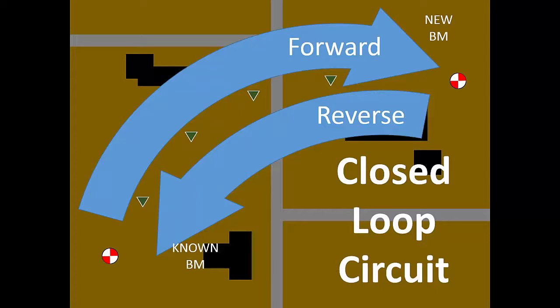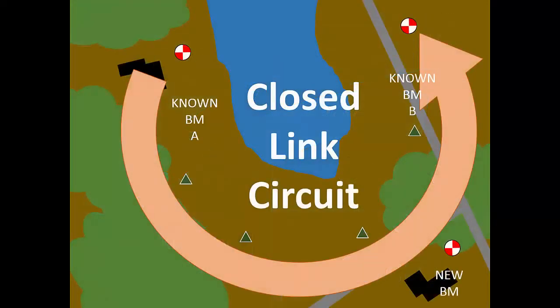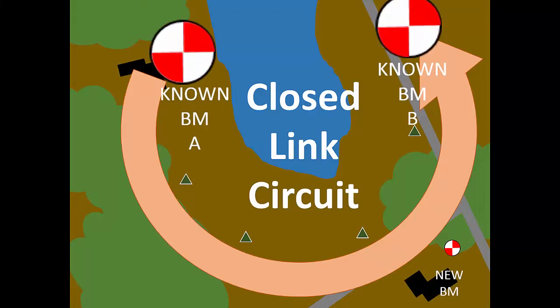Link and loop level circuits both begin and end on known benchmarks. Ending on a known benchmark makes the level circuit closed. At the closing benchmark, you can compute the closure error in the circuit.